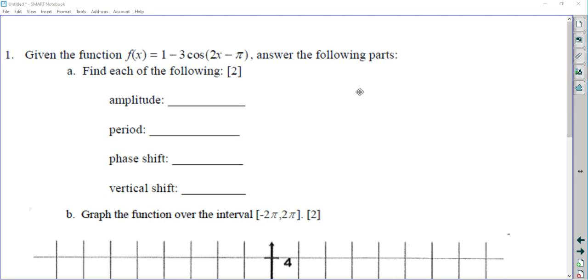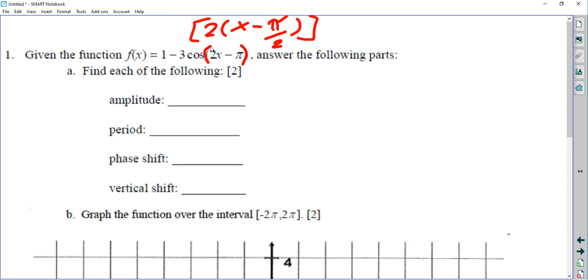All right. To make a graph, you start by identifying all of the information from your equations. 1 minus 3 cosine 2x minus pi. This 2x minus pi is not the way we want it. That's not the way we use it. We have to have that factored out. So if you take out the 2 from 2x, you're just left with x. If you take out a 2 from minus pi, you're dividing by 2, that's minus pi over 2.